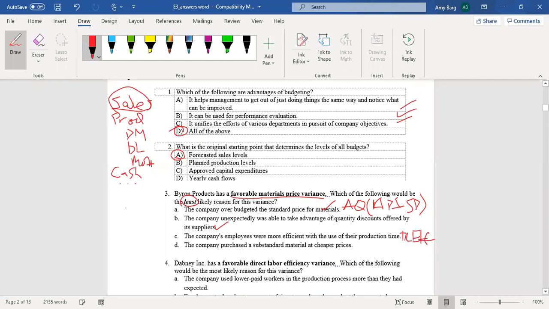And then the company purchased a substandard material at cheaper prices. That would also give us an actual price that's less than our standard price. So the answer to this one is C.